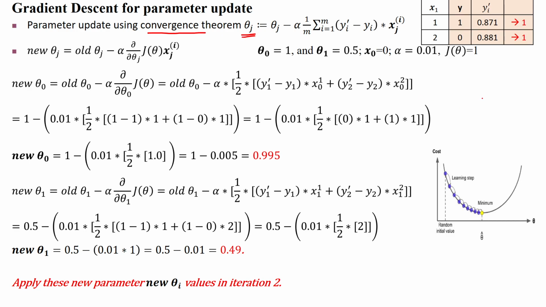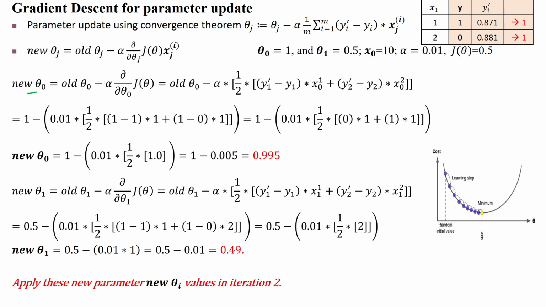So here we have g equal to theta 0 plus theta 1 x1. We have to update theta 0 and theta 1 to minimize the error for the given statement. Here theta 0 is given, theta 1 is also given. Here x0 is always 1. Based upon that, the learning rate is also given as 0.01. Now we will apply the convergence theorem.